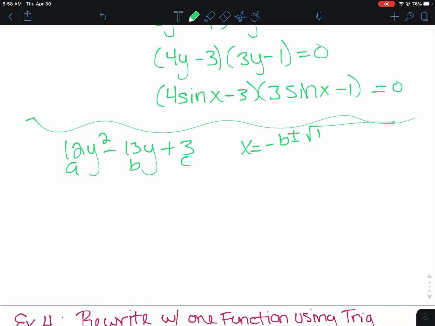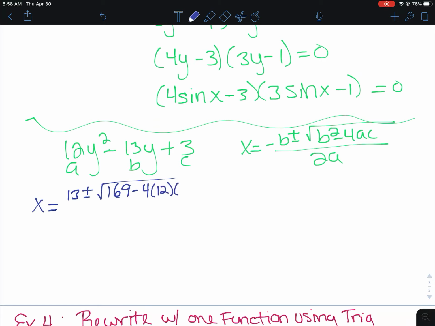And remember your quadratic formula: negative b plus or minus the square root of b squared minus 4ac, all over 2a. So I'm just going to substitute all of that in here. So y is equal to 13 plus or minus the square root of 169, that's 13 squared, minus 4 times 12 times 3, all over 24.